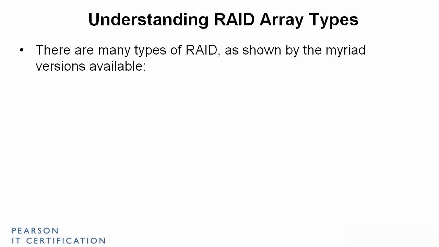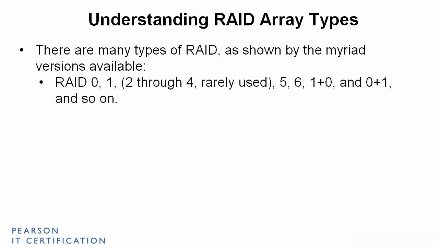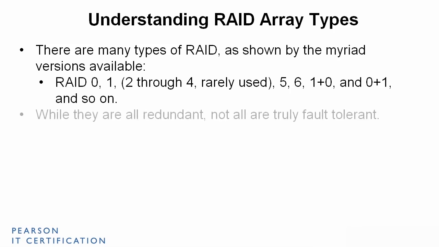There are many types of RAID, as shown by the myriad versions available. RAID 0, RAID 1, 5, 6, 1 plus 0, and on and on and on. You rarely see 2 through 4. Those are parity types of RAID that have been completely eclipsed by 5 and 6, so you rarely see those. And while they are all redundant, not all are truly fault tolerant.